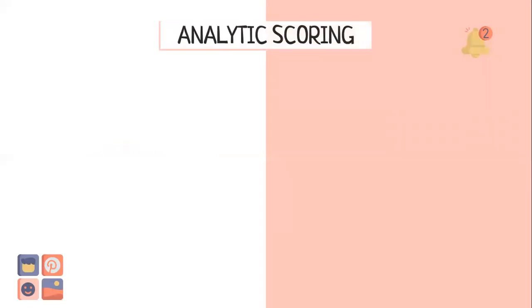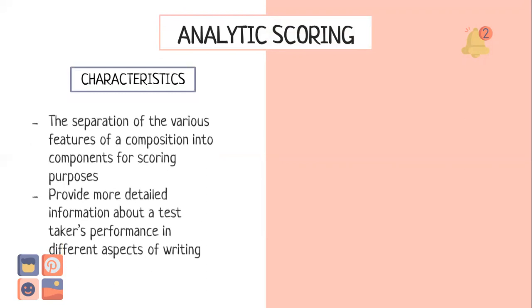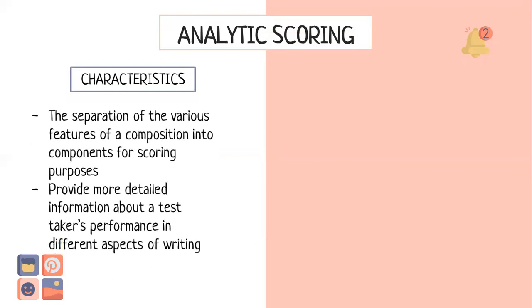So what about analytic scoring? The characteristic of analytic scoring is that analytic scoring procedures involve the separation of various features of a composition into components for scoring purposes. Depending on the purpose of the assignment, text might be read on such features as content, organization, cohesion, register, vocabulary, grammar, or mechanics. Analytic scoring schemes provide more detailed information about a test taker's performance in different aspects of writing.